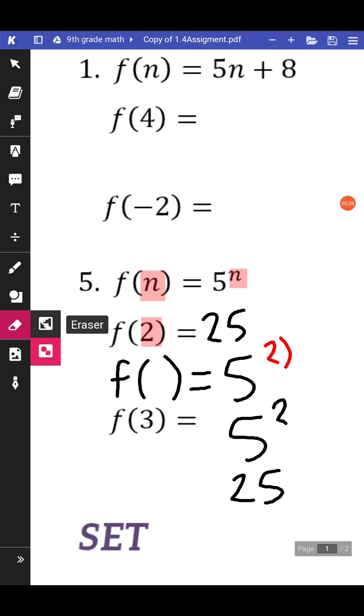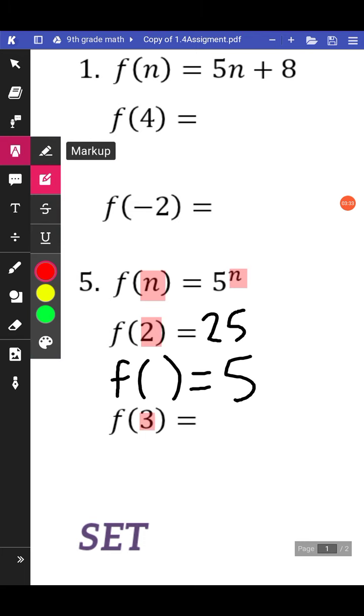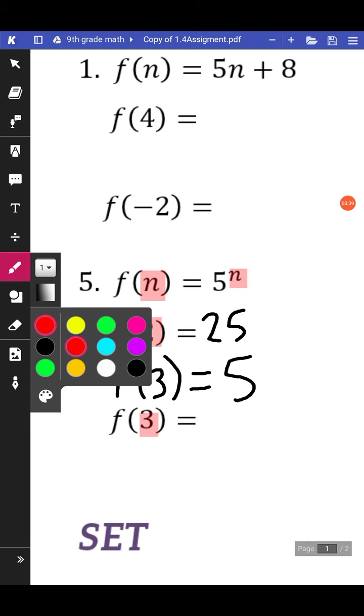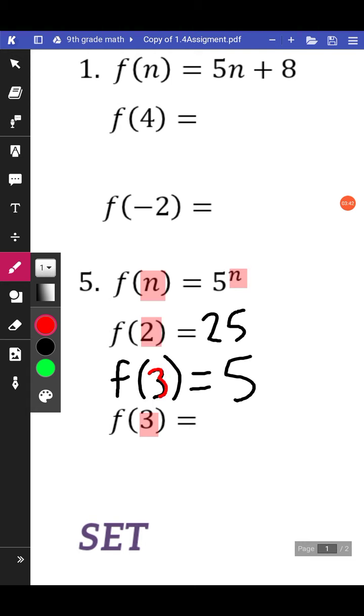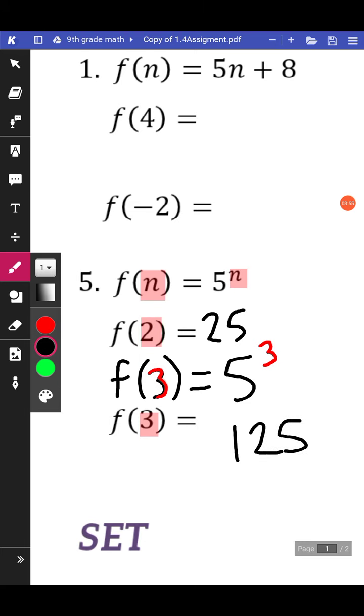But then we can replace all of this with the 3 right here. So I can plug a 3 in. I wanted to do that in red. And I can replace the n up here with a 3. So now we have 5 to the 3rd power, which if you plug that into the calculator, you will get 125. So we know that f of 3 equals 125.